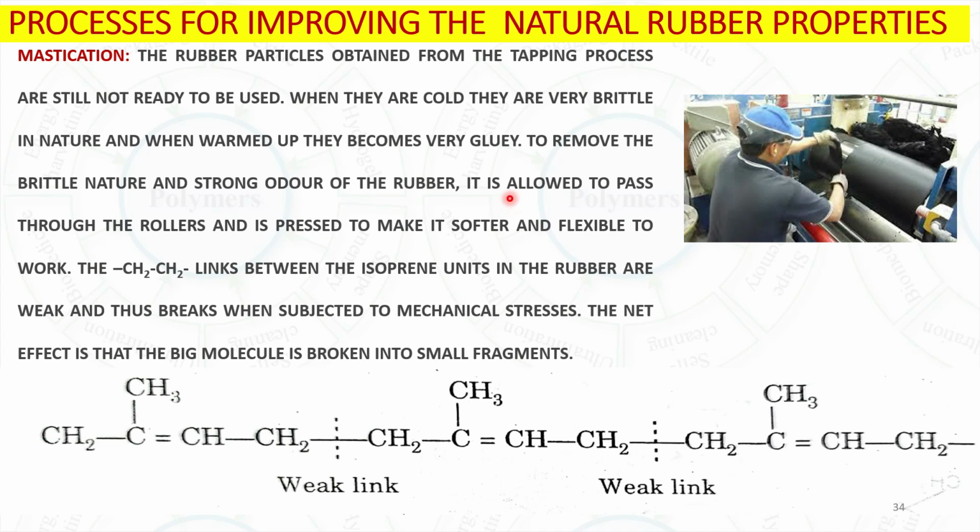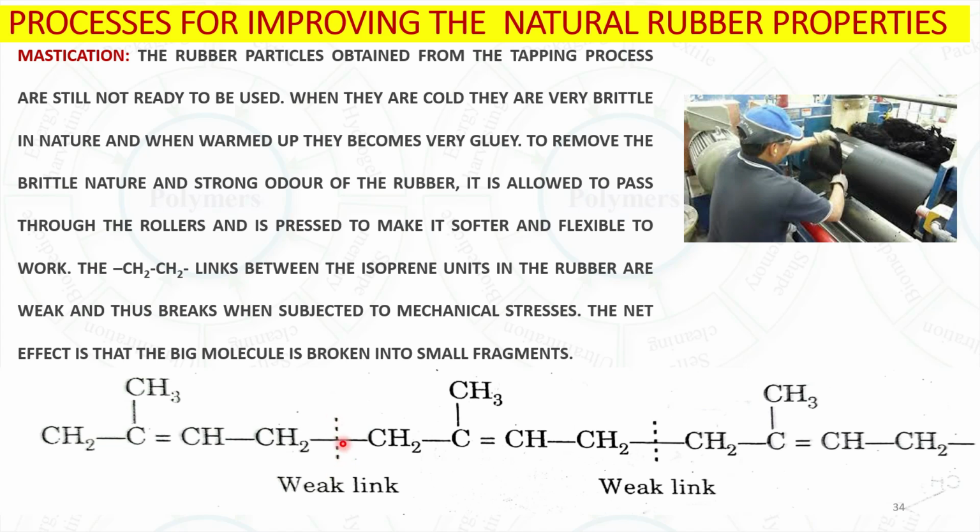In mastication, it is allowed to pass through rollers and it is pressed to make it softer and flexible to work. Okay, we generally do this in the calendering process as well. This CH2 linkage, right? The CH2 linkage between the isoprene units in the rubber is very weak. As you see, this bond is very weak, and on stretching, this bond may break, right? If you put mechanical stress on it, it may actually break.